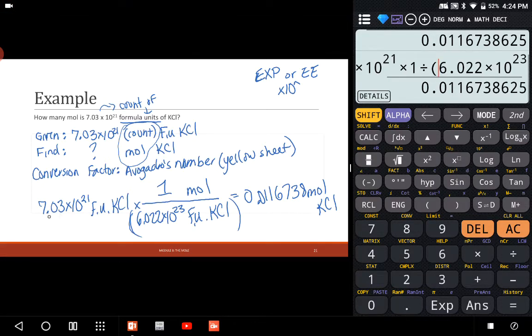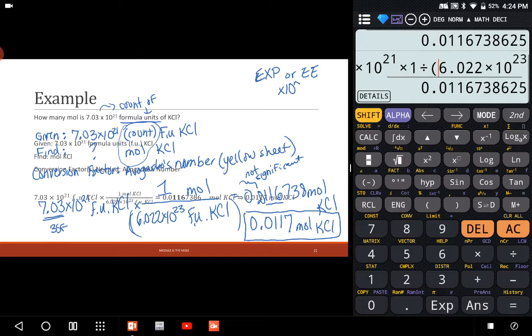This has 3 sig figs. And so our answer needs 1, 2, 3 sig figs. These leading zeros are not significant. And so our answer would be reported as 0.011, that's 7, so I got to round up, moles of KCl. And so that's 3 sig figs. And answer typed underneath looks good. And so woohoo!